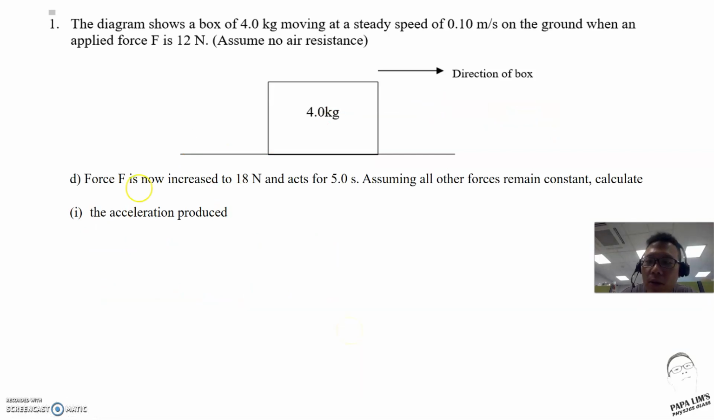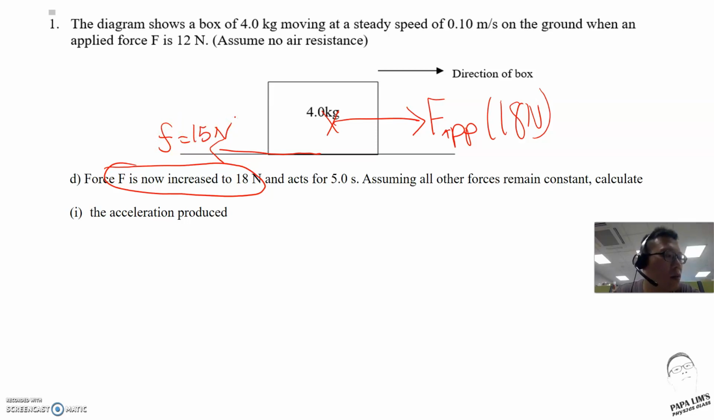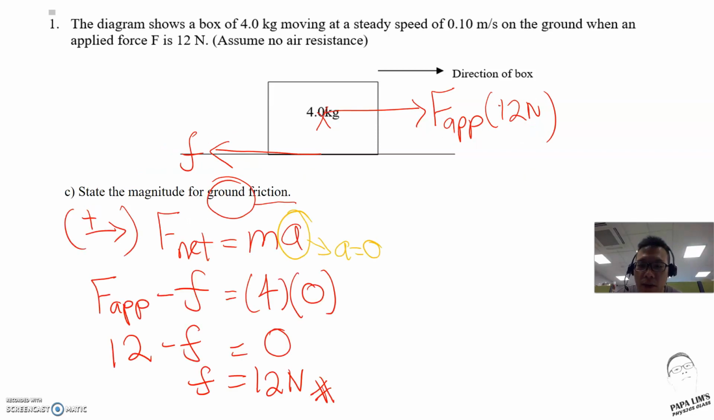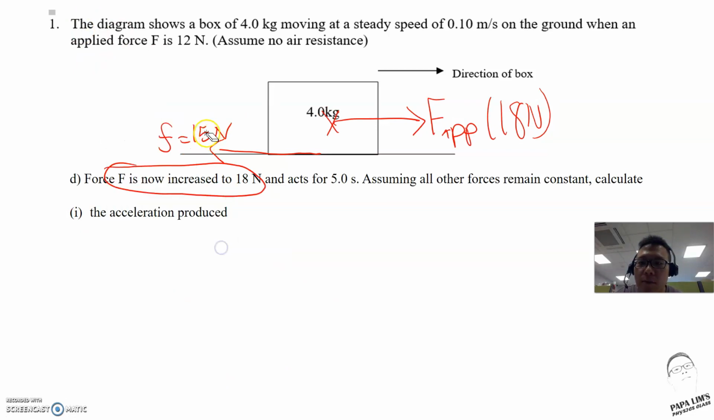Students have to take note that the question says the force applied now is 18 Newton. So which means the force applied now has increased to 18 Newton. Okay, but things to take note is that the friction still remains the same, same as the previous question. Is it 15? Oh no, it's 12 Newton, sorry, my mistake. So it will be 12 Newton.